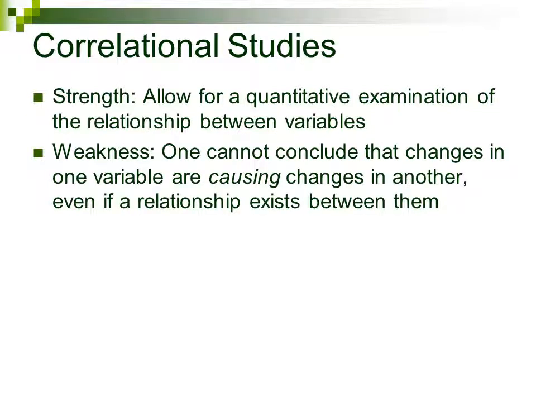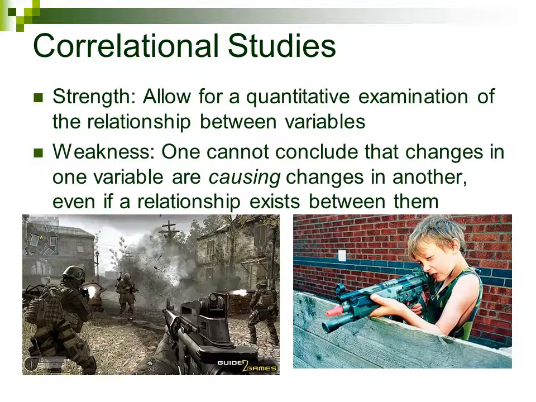The main weakness with correlational studies is that one cannot conclude that changes in one variable are causing changes in another variable, even if a relationship exists between those variables. So let's say that we do find a correlation between the amount of violent video games played and a person's level of aggression. Can we conclude then that playing violent video games causes an increase in aggression? Well, the answer is no, you can't.